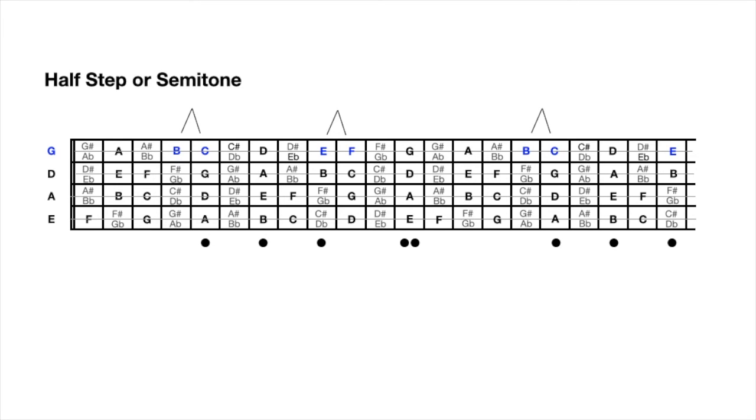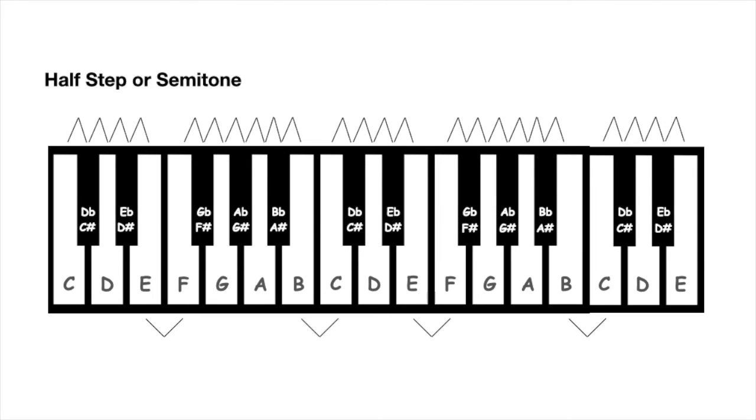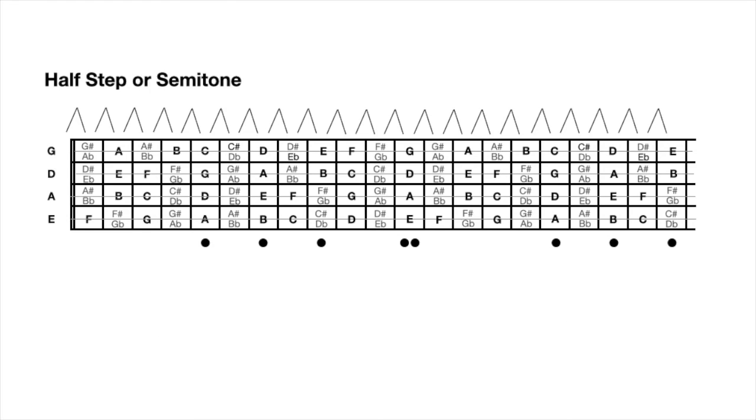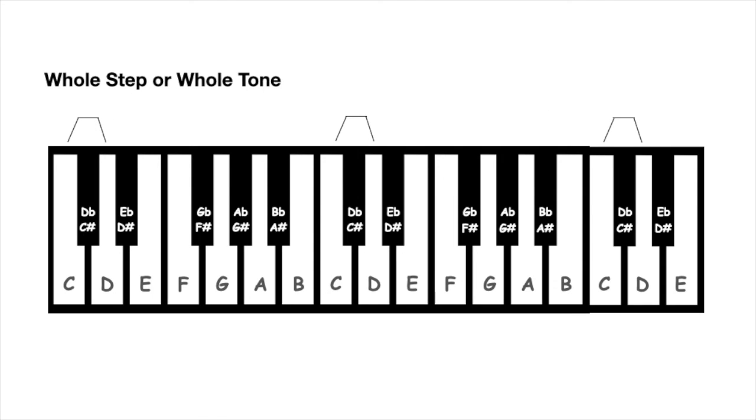Here are the half steps on the keyboard. A half step spans a white key and a black key, or black to white, except in the case of B to C and E to F. For the bass, you move a half step or semitone when you go up one fret or go down one fret. A whole step is a combination of two half steps.